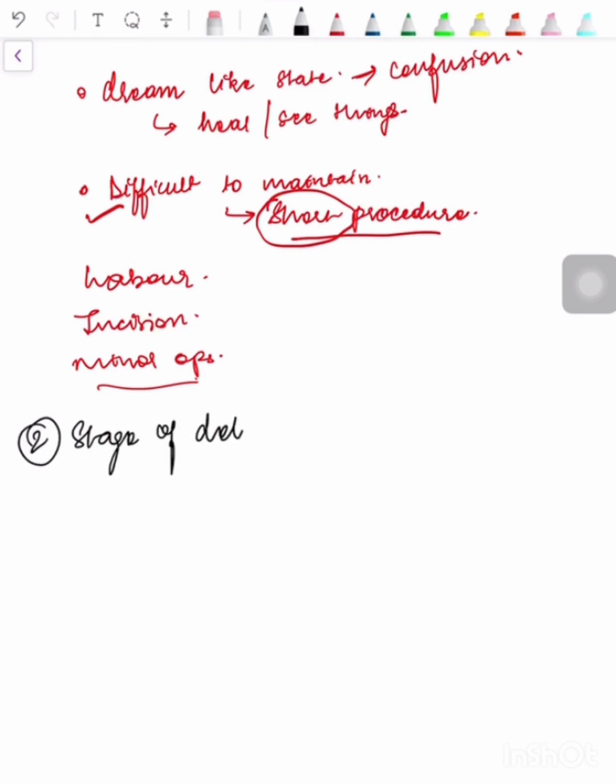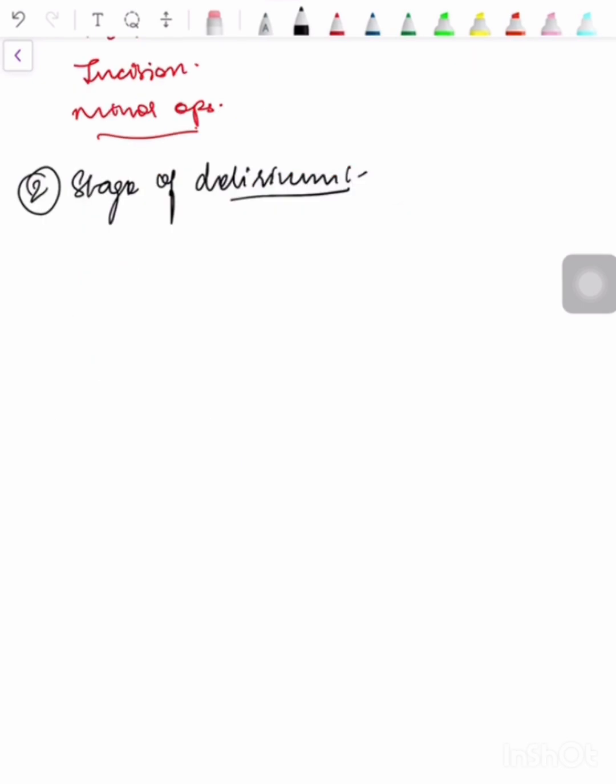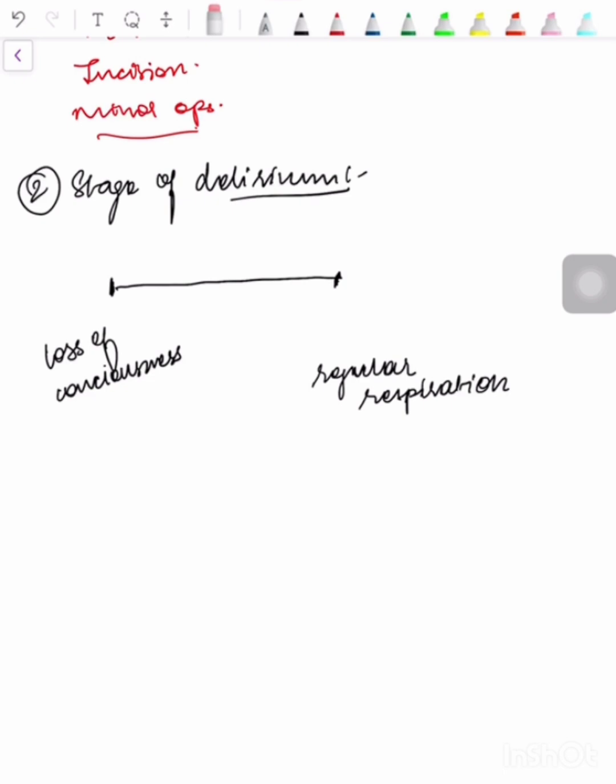Stage of delirium. Now delirium means what happens in this phase is that this phase starts since the loss of consciousness. So following the loss of consciousness in stage 1, this stage starts from loss of consciousness till what, till there's no end, there's no predefined end to the stage, like you don't have a particular word to say okay this is the end of the stage.